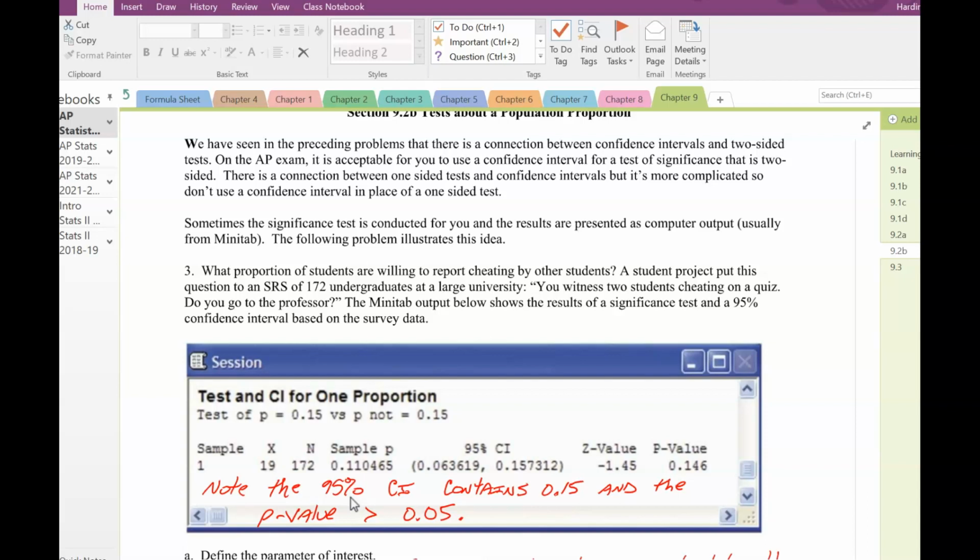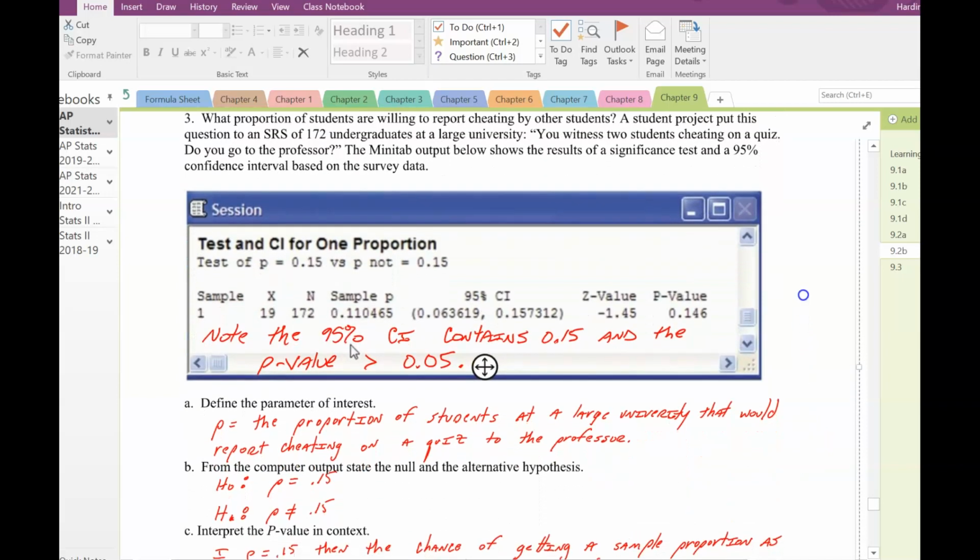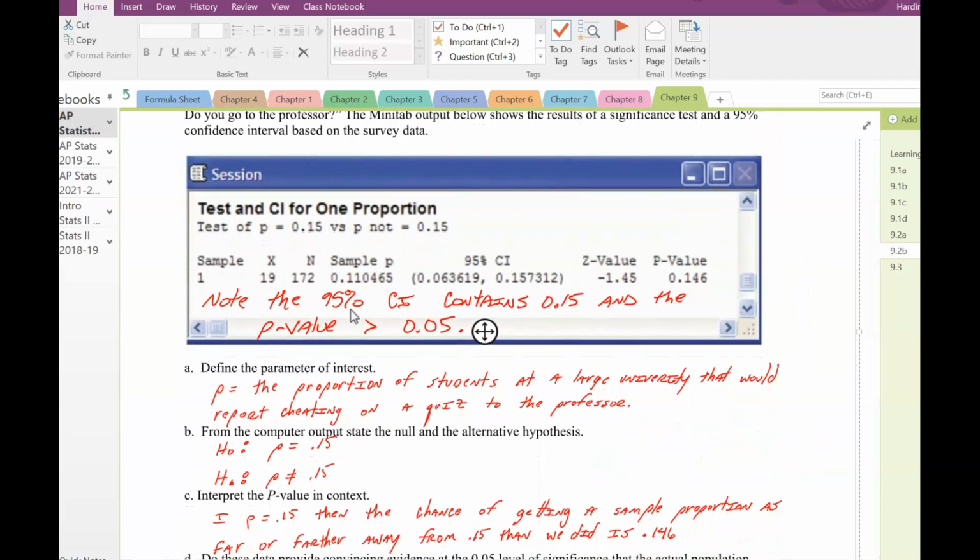If you go to the next page, it shows you some computer output. So sometimes the significance test is conducted for you and the results are printed in computer output. The scenario shown below: what proportion of students are willing to report cheating by other students? The student project put this question to an SRS of 172 undergraduates at a large university. You witnessed 2 students cheating on a quiz. Do you go to the professor? The Minitab output below shows the results of the significance test and a 95% confidence interval based on the survey data. So what can you pull from this computer output?